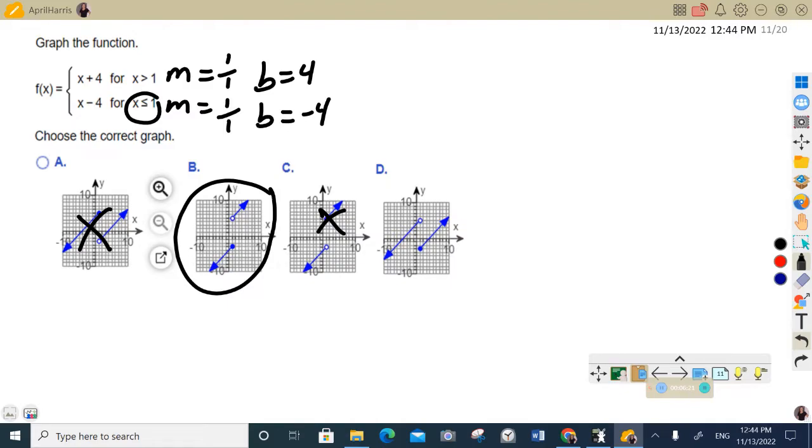Now you're supposed to use this line when x is less than 1. So if this is x equals 1, I'm using the y-intercept of negative 4 when x is less than or equal to 1. So that's why B is the right graph. This one is using the y equals x minus 4 line when x is greater than or equal to 1. So that's why that's not the answer. So B is the answer.